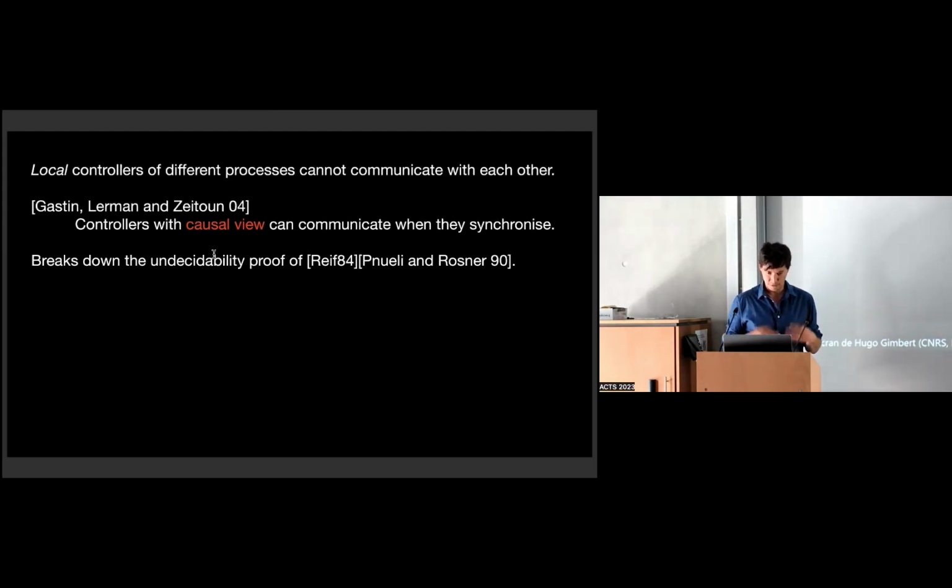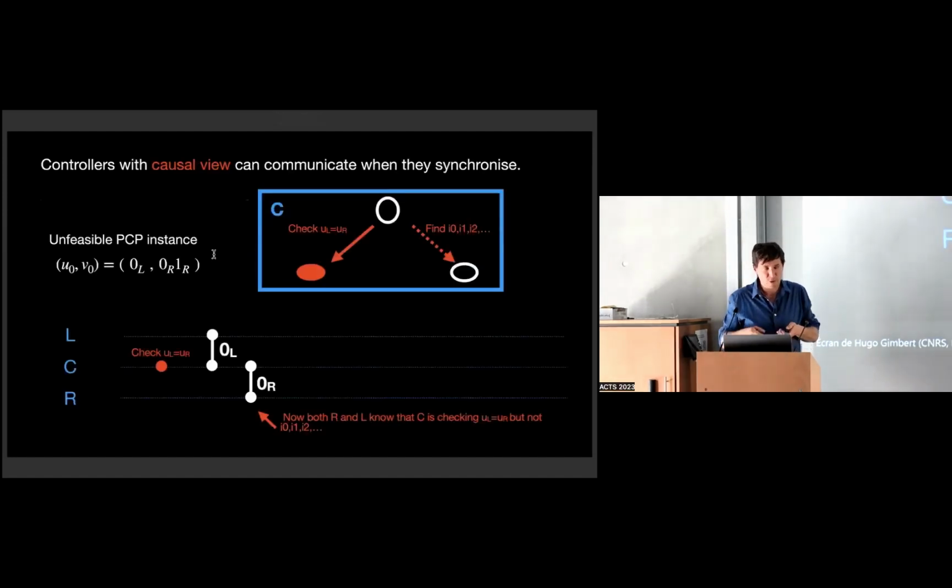And what is cool with this notion, it breaks down the undecidability proof. At least you cannot keep it that simple. Why? Because if I want to do the same undecidability argument with causal view, I cannot anymore. Imagine that the controller C wants to check whether the left and right words are equal. He will say, okay, I will check that. He synchronizes with L on a letter. But now he can tell L that he's doing that.